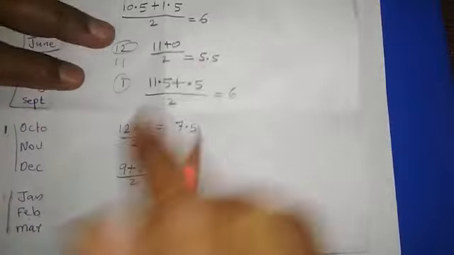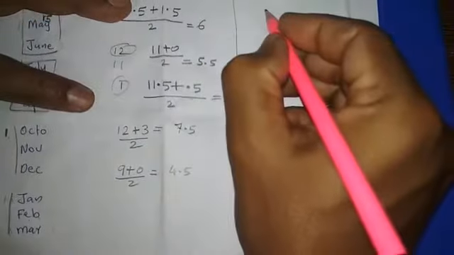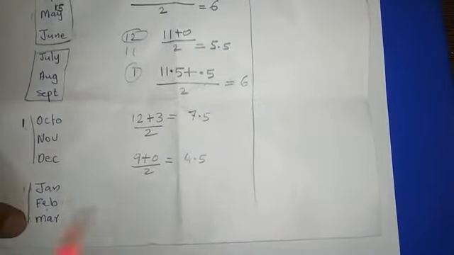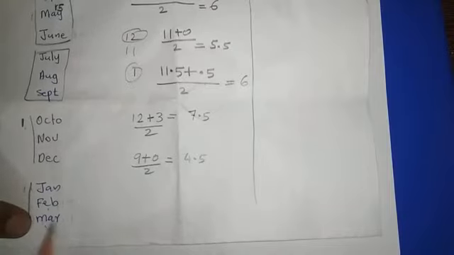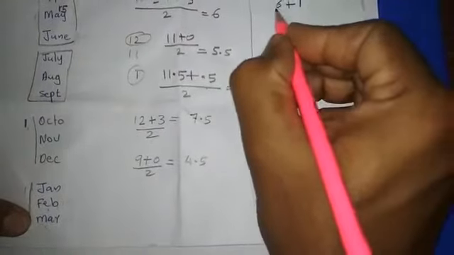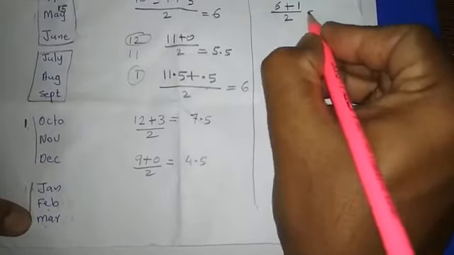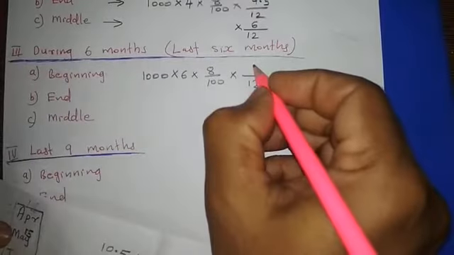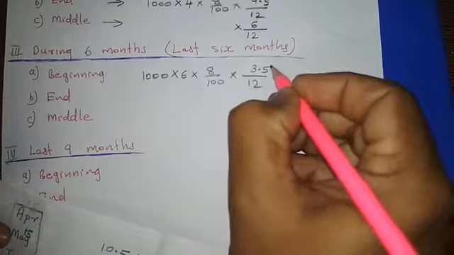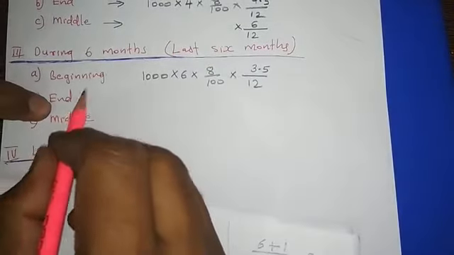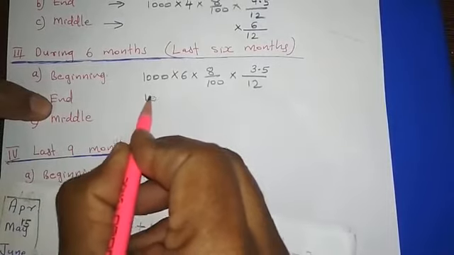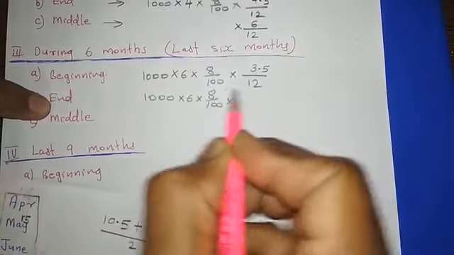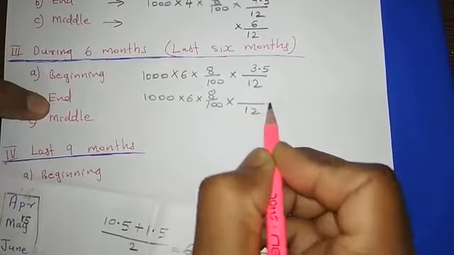How many months are remaining? That is 6 months remaining. 6 plus, then the last drawing is made on 1st March. From 1st March to 31st March only 1 month remaining. So 6 plus 1, 7, divided by 2. How much? 3.5 is coming. So here in this formula we can write 3.5. Now for the end of the last 6 months, that will be 1000 into 6 into 8 upon 100. Out of 12, what will be the average months?